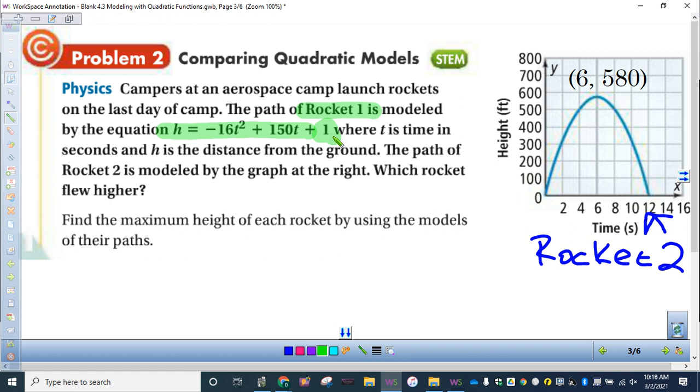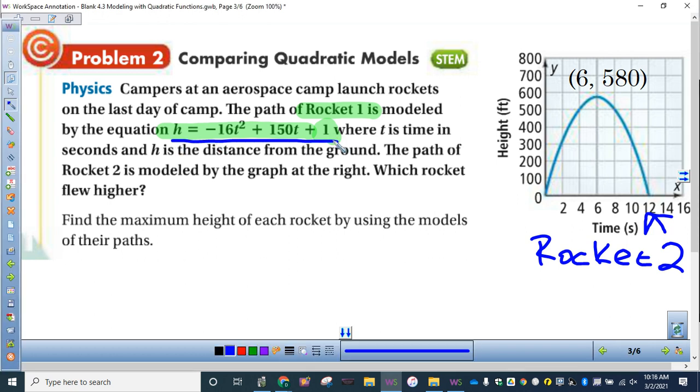Okay, so when we look at this first equation here, we can tell that it's got that negative 16t squared. Anytime you see that negative 16t squared, we're talking about gravity, right? If you throw a ball and it's going to eventually hit the ground, that's the gravity. That negative 16t squared turns that parabola upside down and helps it hit the ground. So we want to know which rocket flew higher.